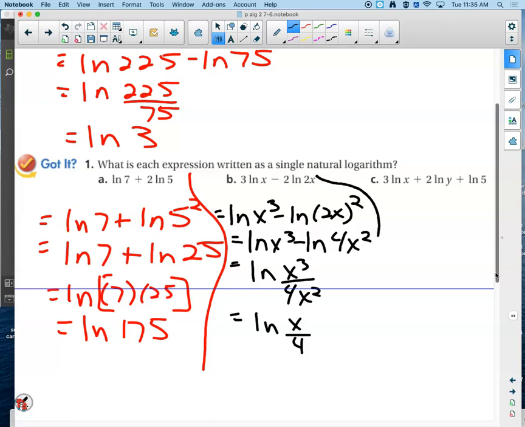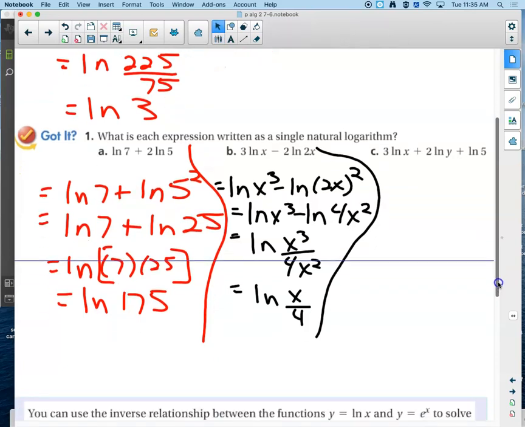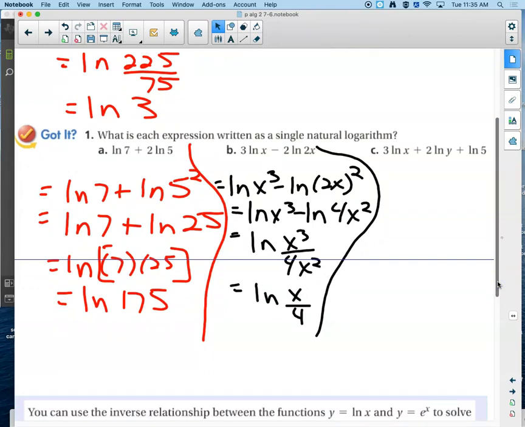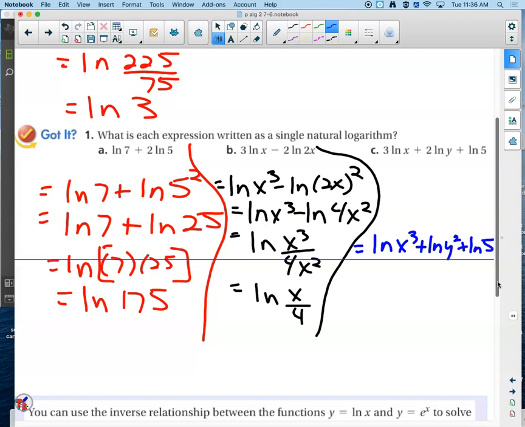All right. C. Do we have powers to put back up? Well, let's do that first. And then we just have a string of addition. What's addition in logarithm language? Okay, then let's write it. And yeah, we usually put the 5 in front and then put the variables in alphabetical order. So there it is. Again, great review of what we learned in this chapter earlier about logarithms in general.